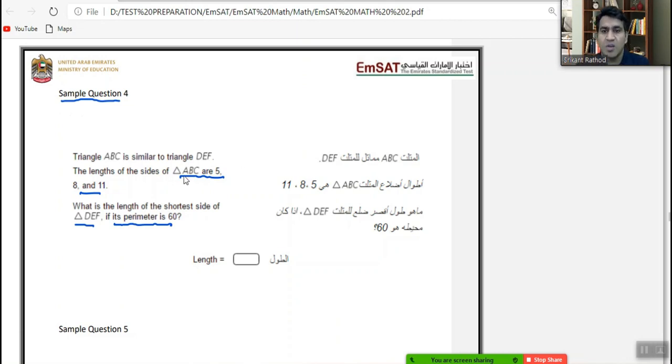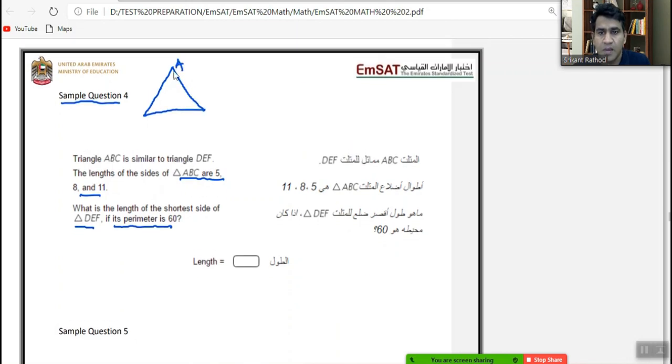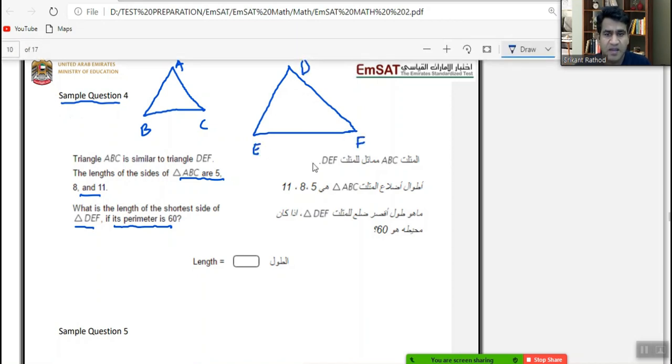All right, so let me just draw a rough sketch here. ABC is one triangle, and DEF is another triangle. I don't know what their size or length is. I'm just writing this as D, this is E, and this is F. If I'm taking this side as 5, then here 8 and 11. By looking it doesn't seem like it, but I'm just taking it as a rough sketch.